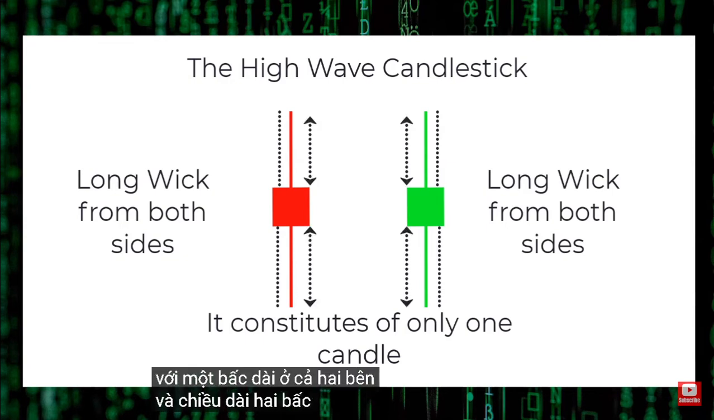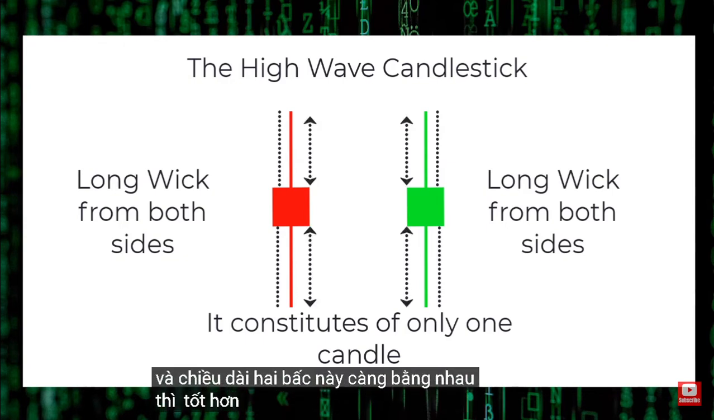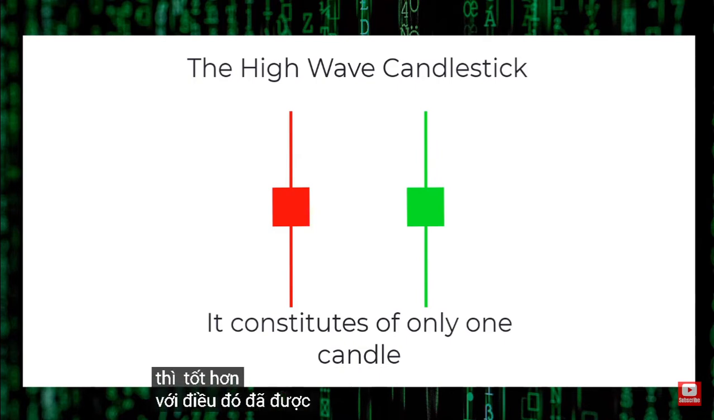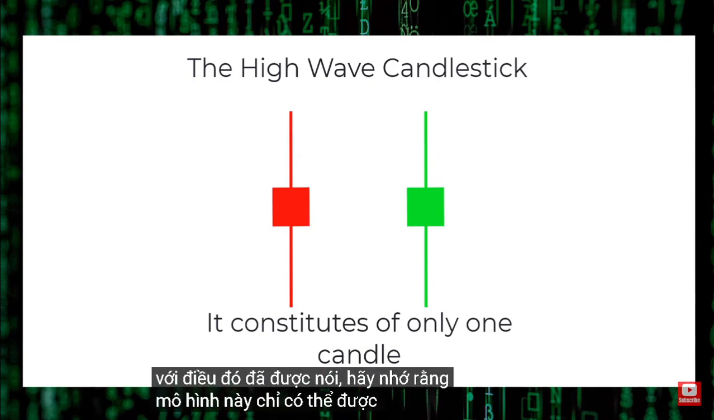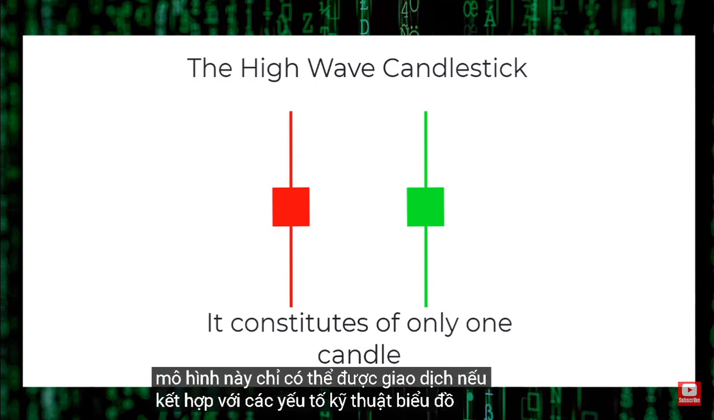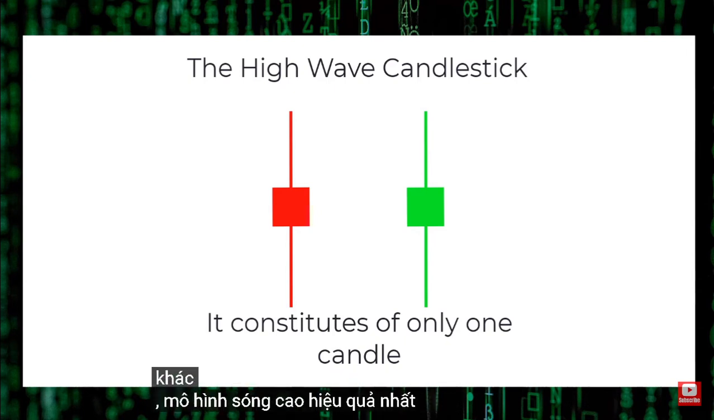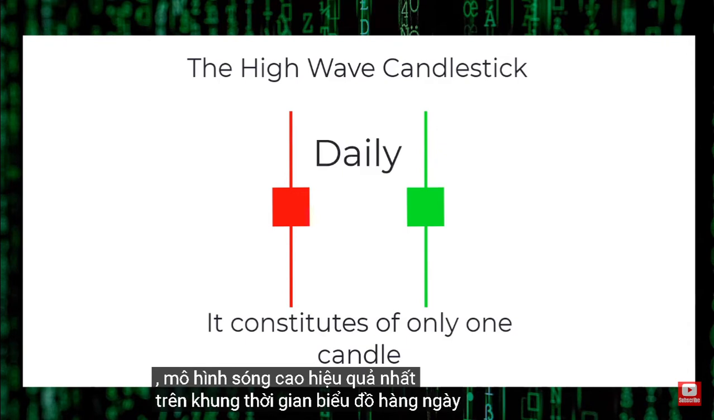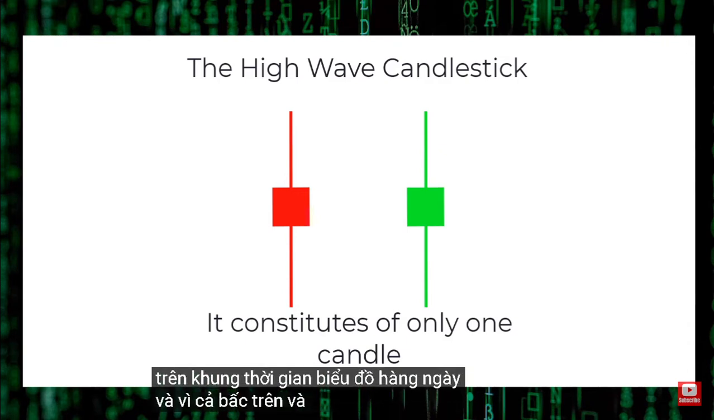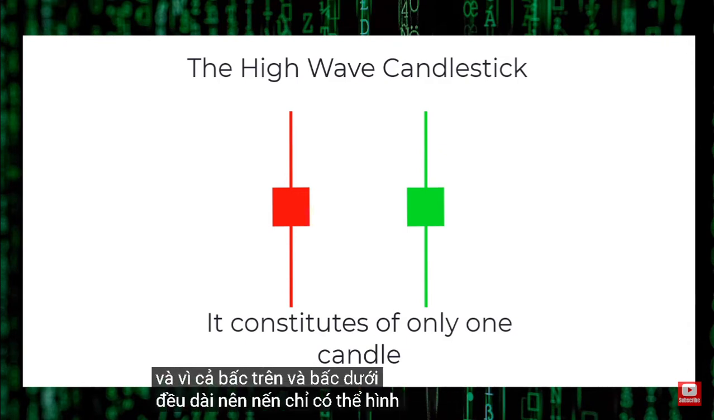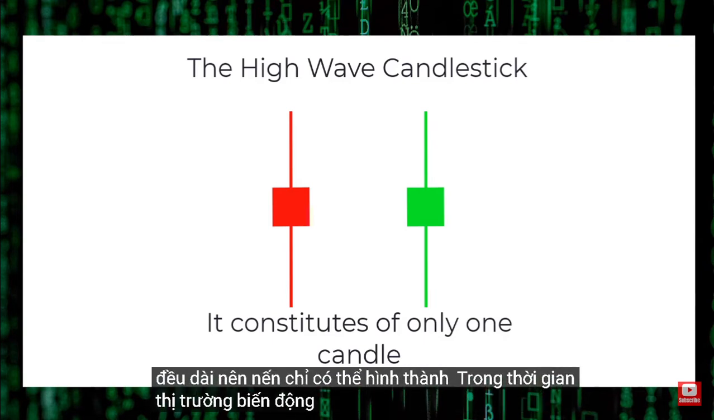The more equal in length these two wicks are, the better. With that being said, keep in mind that this pattern can only be traded if combined with other chart technical factors. The high wave pattern is most effective on the daily chart time frame. And since both the upper and lower wicks are long, the candle can only form during a volatile market.